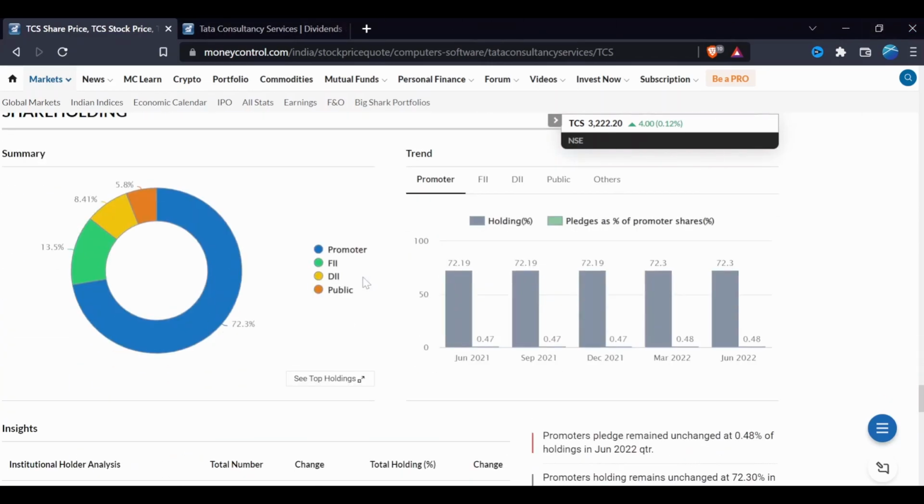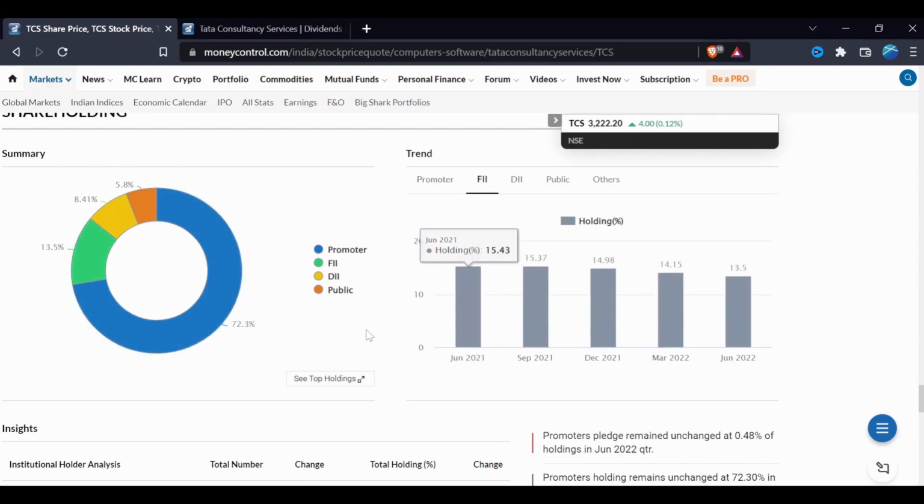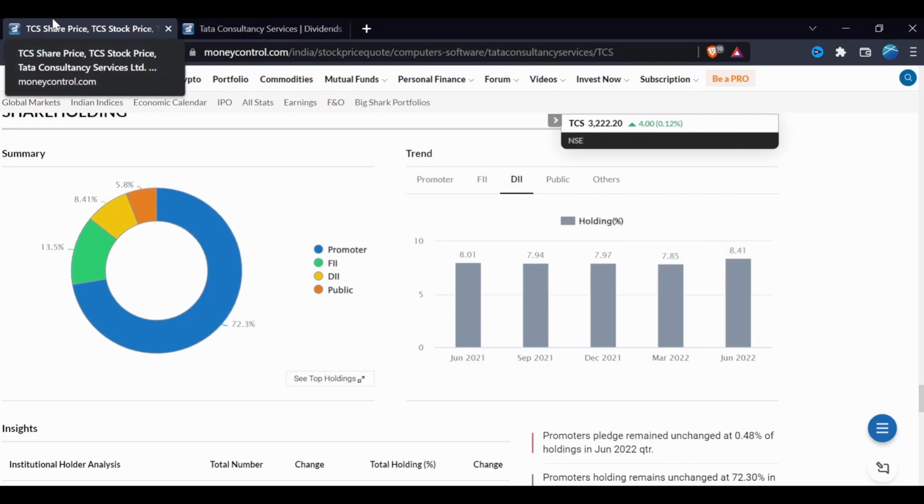Now let's check the shareholding pattern. Promoters have a major stake, which is 72%. Foreign investors have 13%, which is also very good, because it should always be more than 10%. Domestic investors' stake has also been increasing over the last 3 years, from the last 2 years, and they have 8%, which is not bad. Public has 5% of the shares. So TCS is also a very good stock for long term investment.